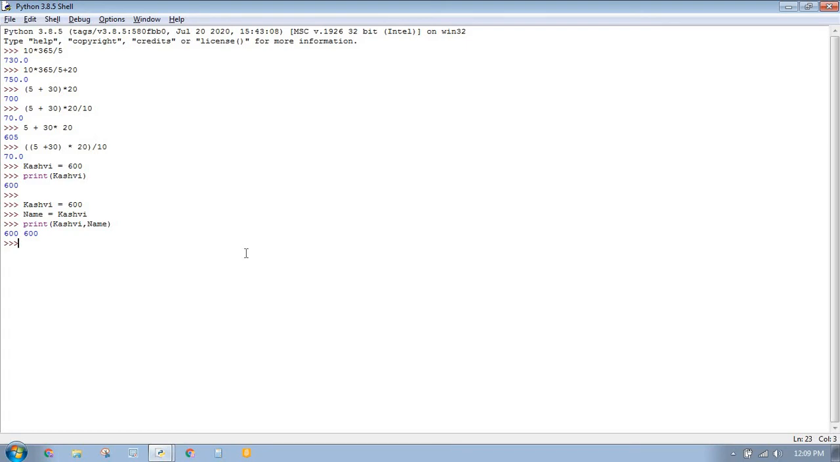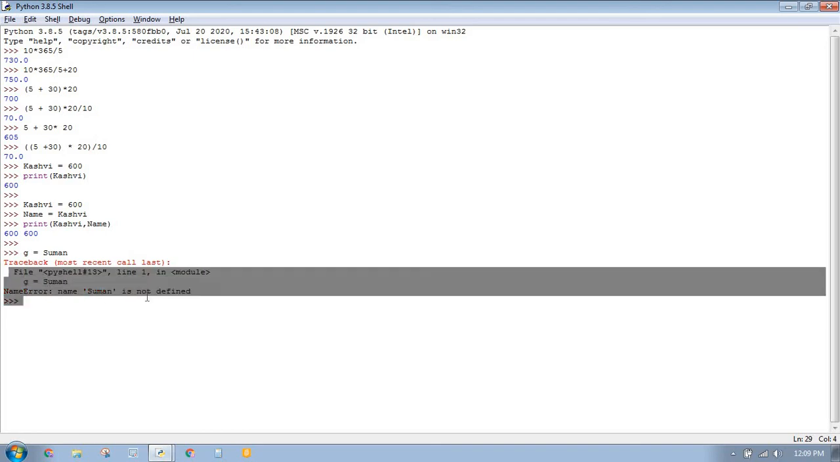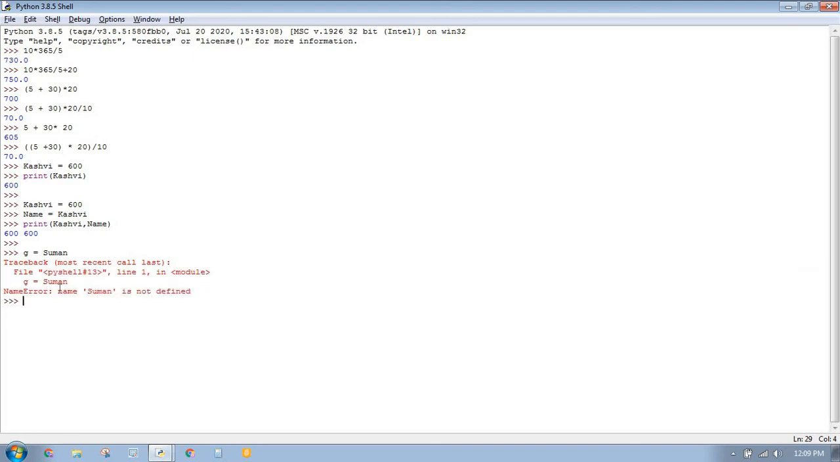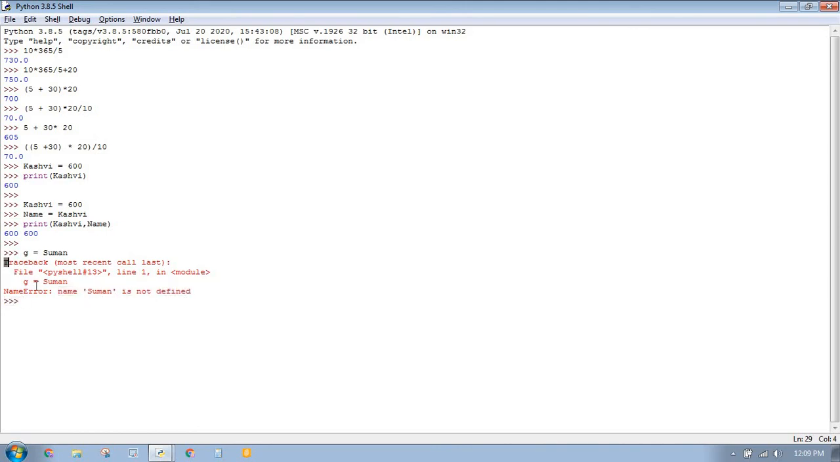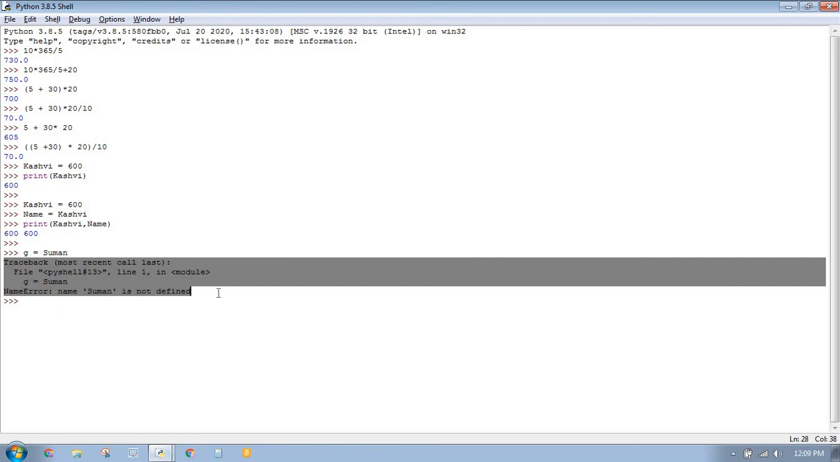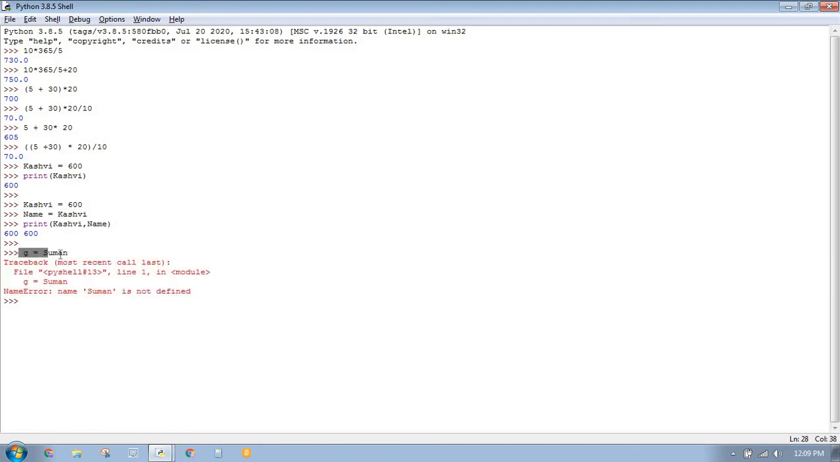So for example, you can take any alphabet, like I took G, and I equaled it and just wrote Suman. Okay, Suman, and enter. Oh, it gave us: name Suman is not defined. In this error, I've got my mistake. Okay, over here I just got my mistake.